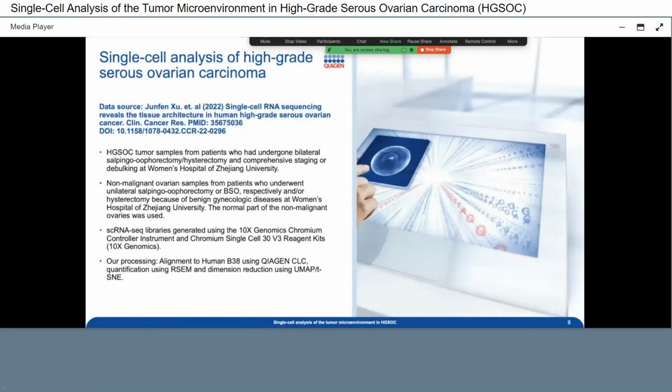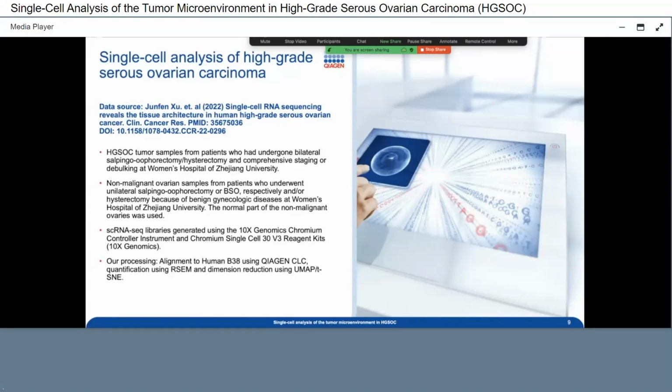It's based on a clinical cancer research paper published in 2022. They wanted to look at, using single-cell RNA sequencing, the tissue architecture of high-grade serous ovarian carcinoma. So they have gathered tumor samples from patients that have done specific surgery. They also have non-malignant ovarian samples that underwent some type of surgery, but we're going to use the normal part of that non-malignant ovary. So we have tumor and normal tissues.